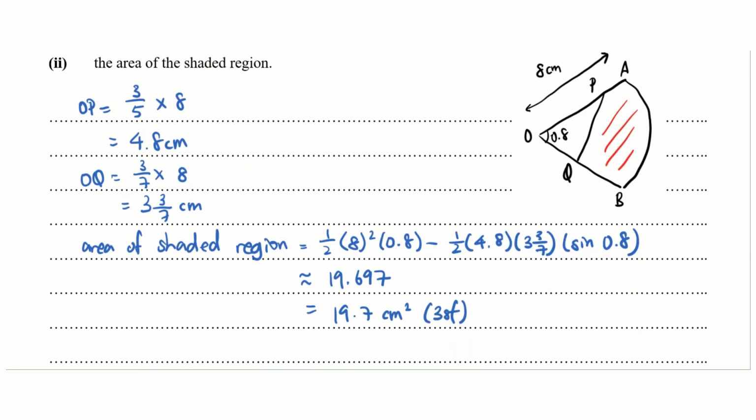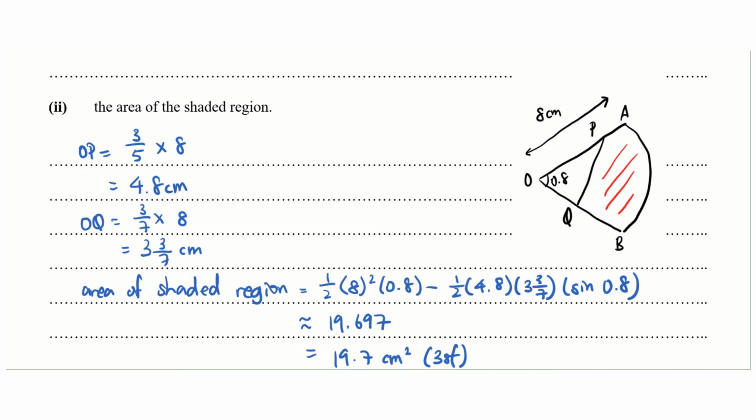Moving on to part 2, we want to find the area of the shaded region. To find the area of the shaded region, we will consider finding the area of the entire sector first. Then we minus away the area of this triangle OPQ. So how could we go about doing that? The area of the sector wouldn't be an issue because we will have half r² θ.